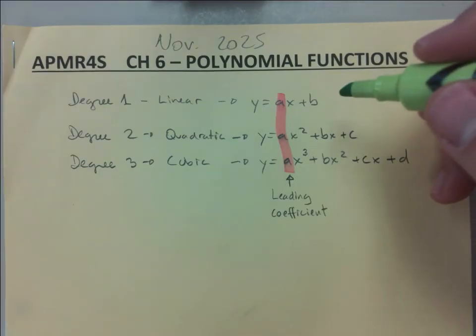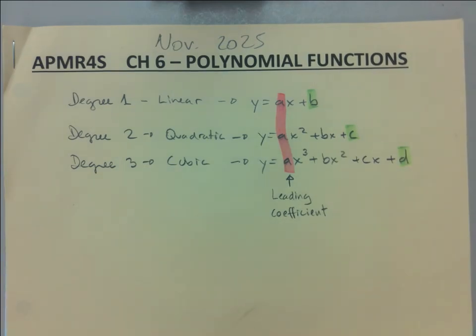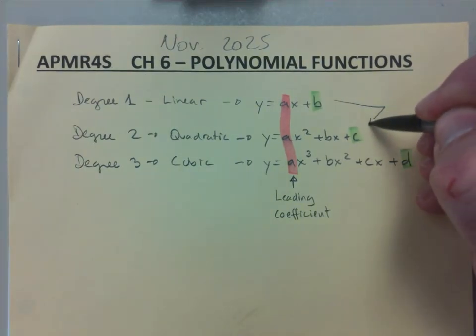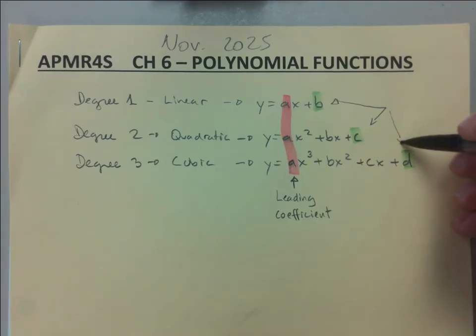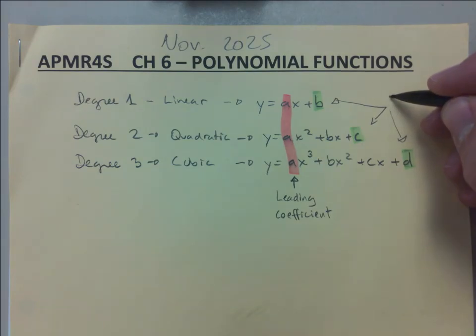And for every single one of them, there's a constant at the end. I'm just going to make an arrow to every single one of those last letters. Notice that every single letter doesn't have a variable attached to it, right? None of them has an x at the end. It's always just a letter, which means that's going to be a number. And that number could be 0 as well. If it's not there, then it's 0. But that's what we call the constant.